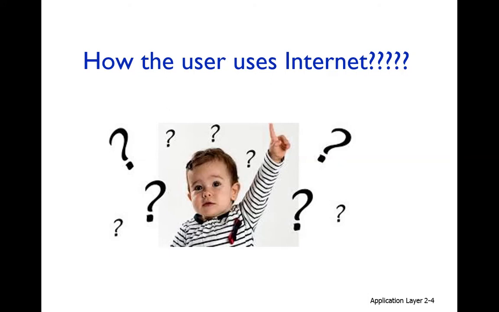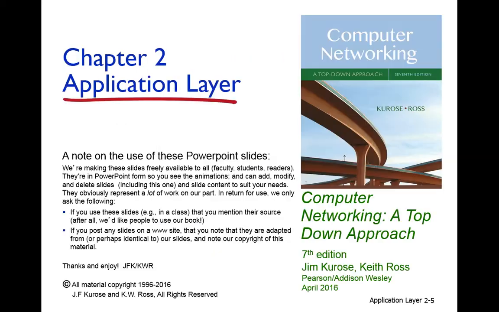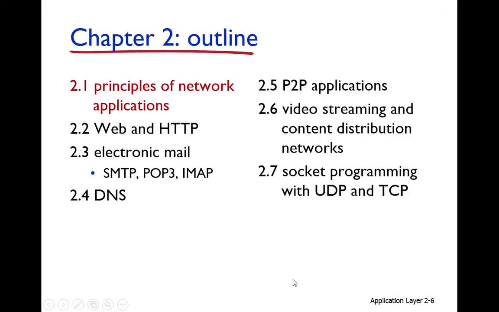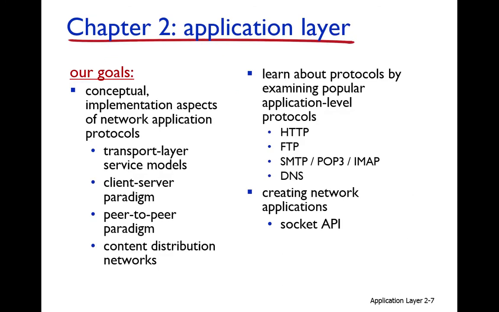How does the user use the internet? We have discussed that the user uses the internet via applications. So we are discussing how these applications are developed and how these application protocols work. So let's start chapter number 2, which is about application layer protocols, from Computer Networking: A Top-Down Approach, 7th edition. These are the outlines of chapter number 2. So let's start.